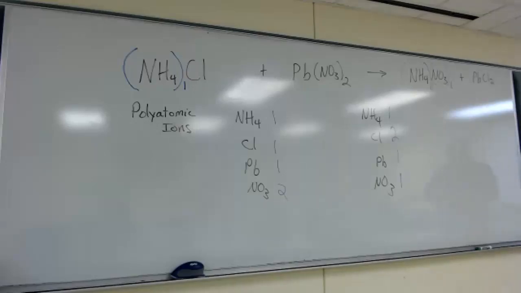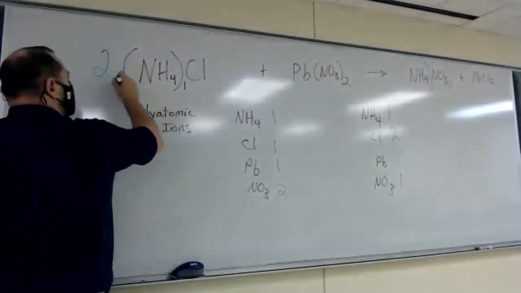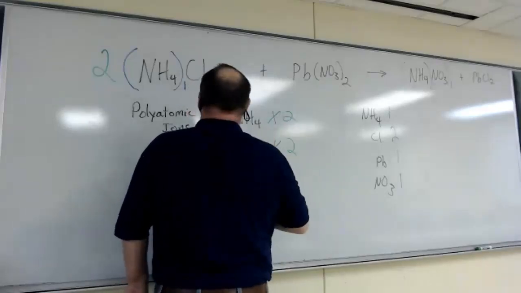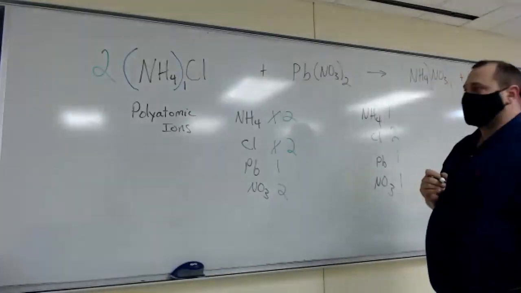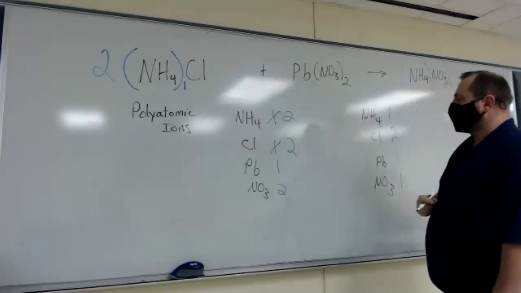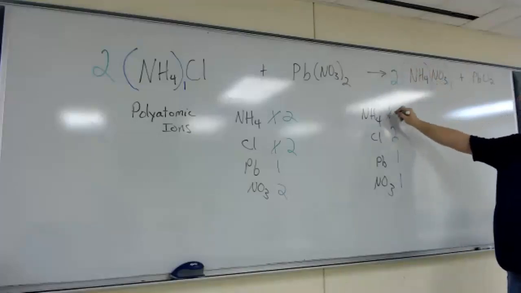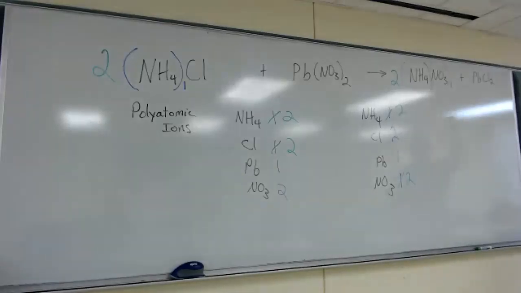All right, how do we want to balance this? In front of my ammonium chloride. So a 2 there changes this to a 2, changes this to a 2. A 1 here. Okay. A 2 here. Okay, so that gives me a 2 there, a 2 here, and a 1. We're done.